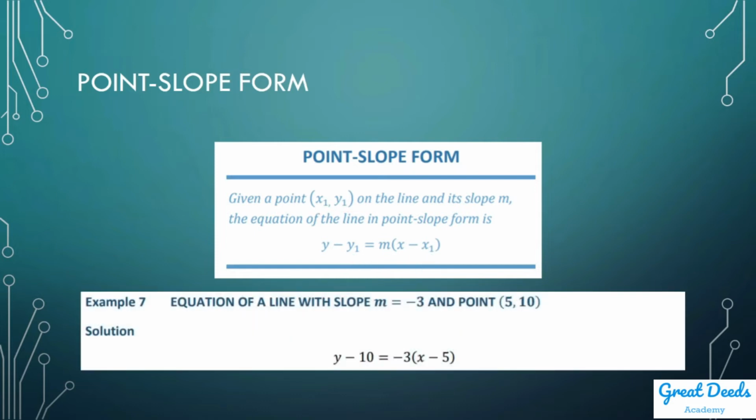So for example 7, equation of a line with slope -3 and it passes through the point 5, 10. So right away, the equation is going to be y minus 10, okay, is equal to the slope -3 times x minus 5.